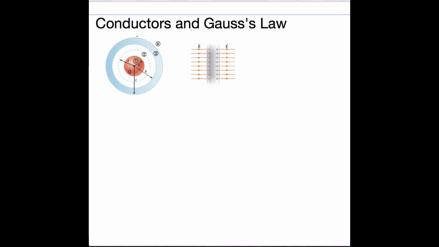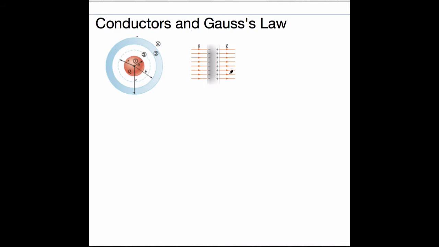So I want to talk about what happens when you've got conductors and insulators near each other, surrounding each other, and what implications that might have for Gauss's law and the E field. So first, I want to point out this scenario here.